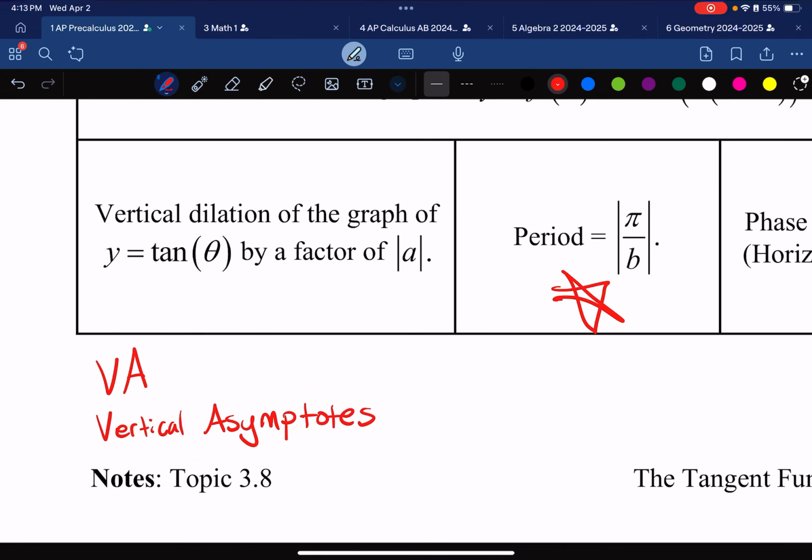So vertical asymptotes happen whenever the inside, I'll say when the inside, and I'll put quotes around that and explain what I mean by that in a sec.